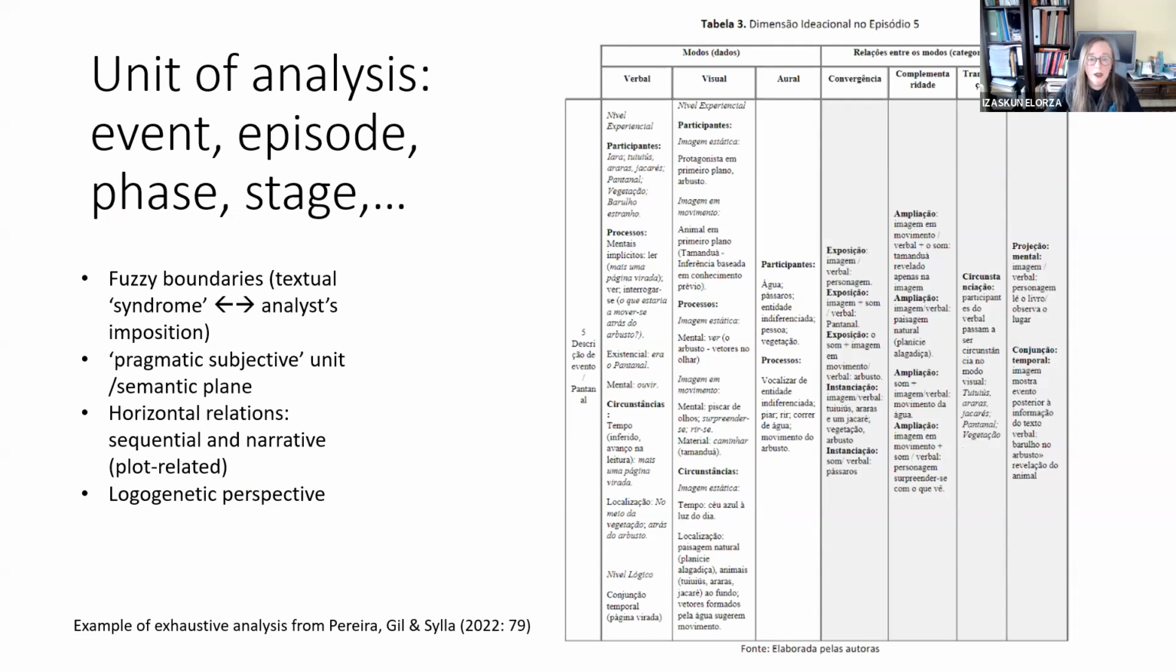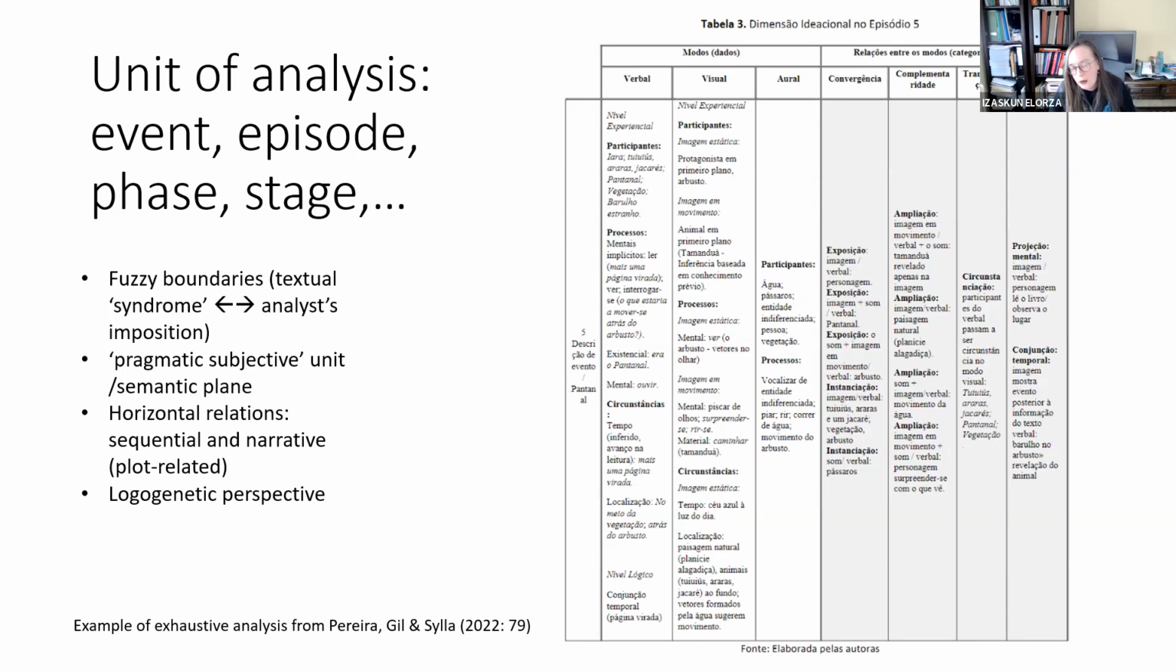Another possibility is that rather than having this kind of material, objective unit, we could rely on the analysis of events or episodes or phases, stages, and so on and so forth. And I have brought a nice example of an exhaustive analysis dealing with a specific episode from Iris Pereira and her colleagues, Jill and Sila. A very recent work that they have published.